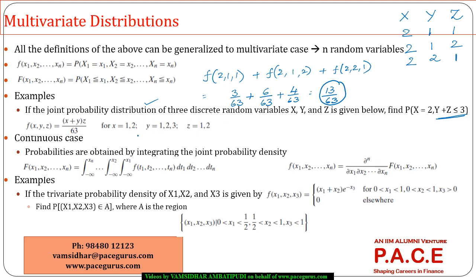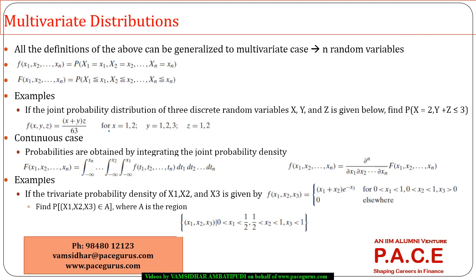So because there are two possibilities here, three possibilities here, two possibilities here, overall I am going to get 12 possibilities, right? X is 1, Y is 1, Z is 1, X is 1, Y is 1, Z is 2. So all these 12 possibilities that are coming out, if I sum them up, I should be getting an overall value of 1. Then it is a joint probability distribution function itself.